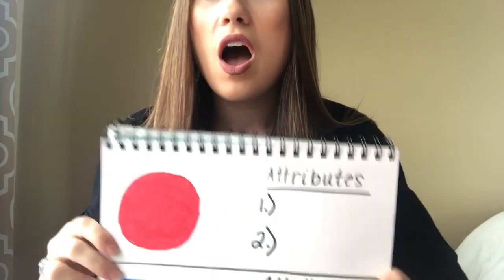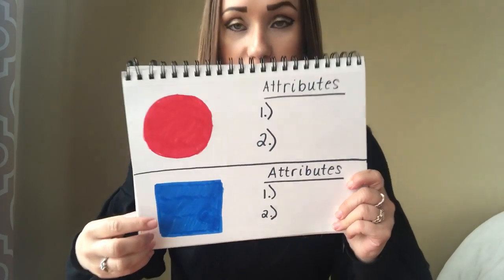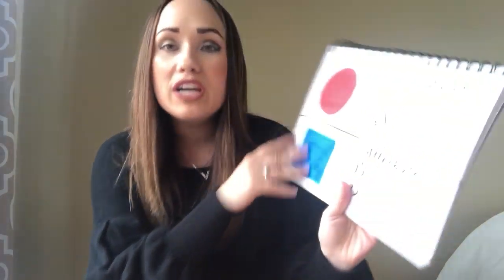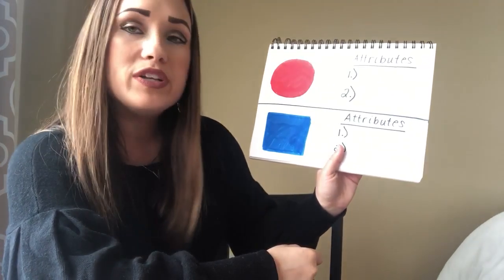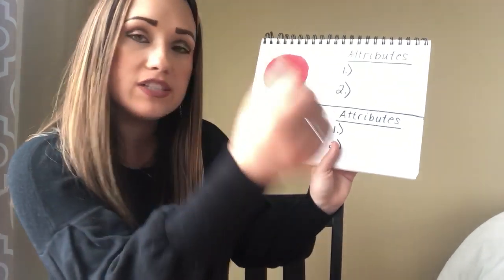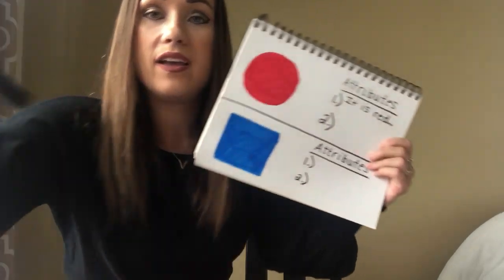So now what we're gonna do, we're gonna look at my 2 shapes I drew, okay? So I drew a circle and I drew a square, okay? So we're gonna figure out what attributes we could put under these, okay? So let's look at our circle. What was one of the attributes you could do? You could do color, right? So what color is my circle? It is red, right? So we can write it is red.